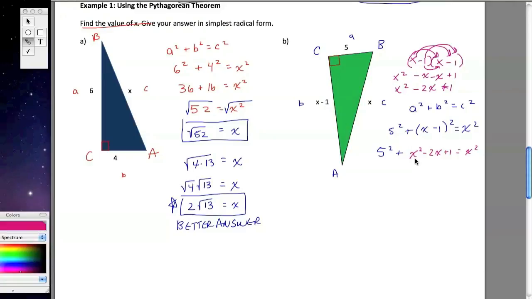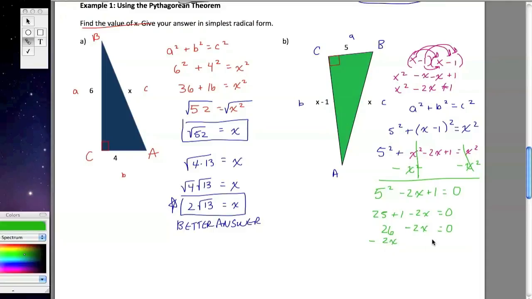And what I'm going to do is go ahead and eliminate things that are the same, so I'll use green to do that. So I'm going to subtract x squared from both sides because that gets rid of both of them. Gone, gone. So I have 5 squared minus 2x plus 1 is equal to 0. Now, I'm going to solve like I normally would. So I've got 25 plus 1 minus 2x is equal to 0. I'm going to try to get x by itself, so I have 26 minus 2x is equal to 0.